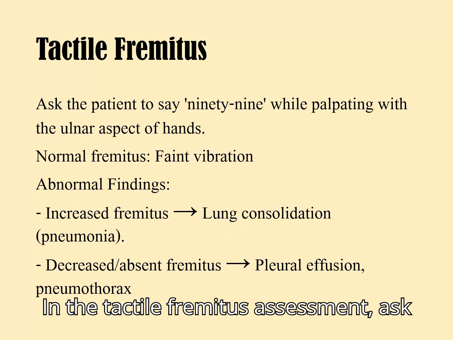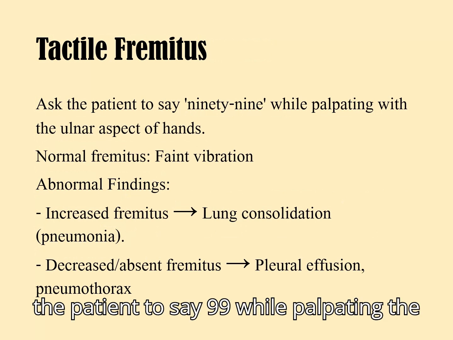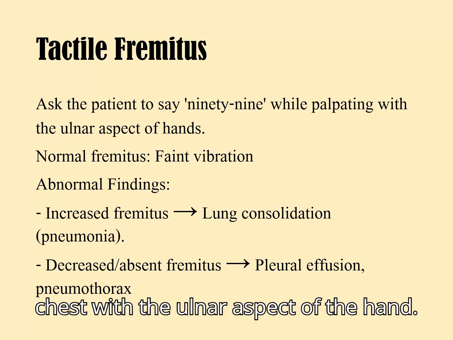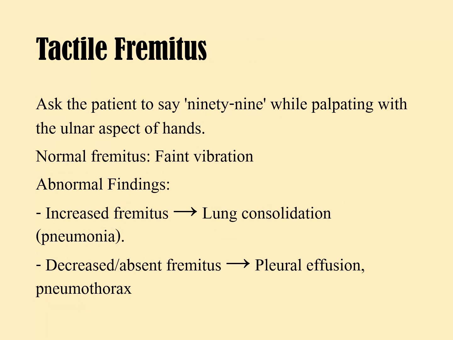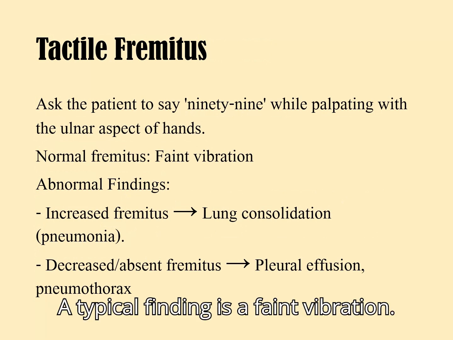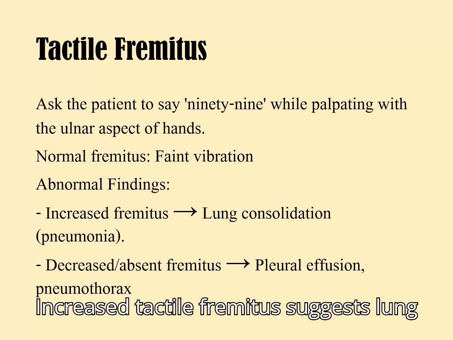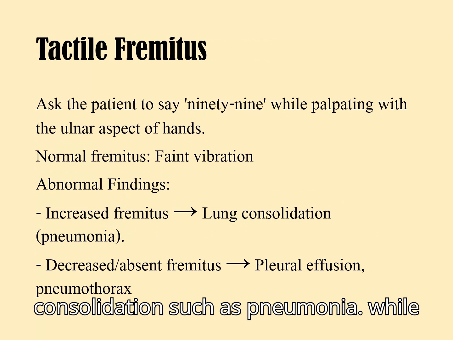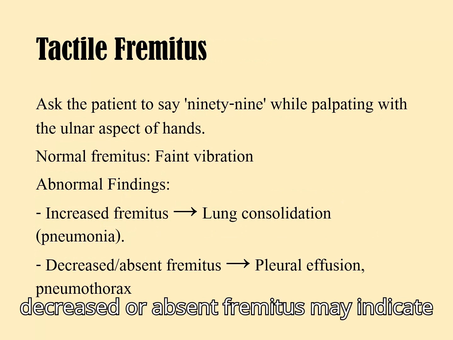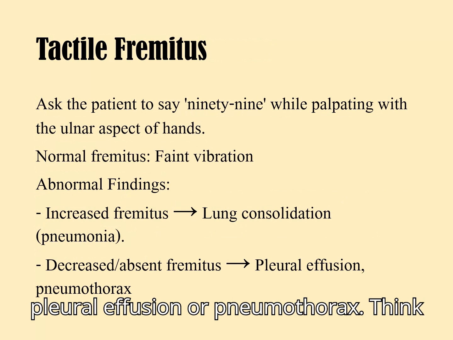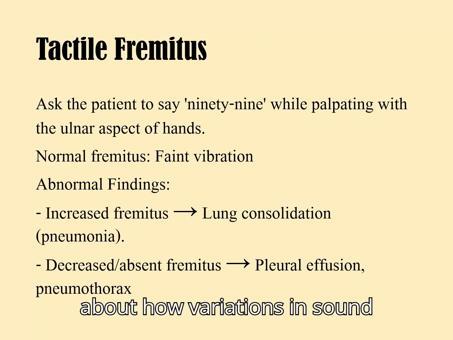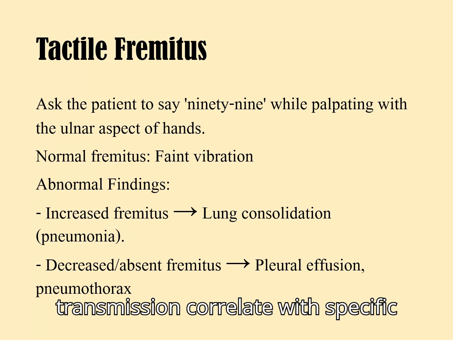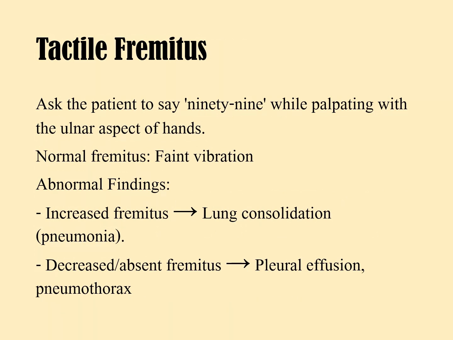In the tactile fremitus assessment, ask the patient to say 99 while palpating the chest with the ulnar aspect of the hand. A typical finding is a faint vibration. Increased tactile fremitus suggests lung consolidation, such as pneumonia, while decreased or absent fremitus may indicate pleural effusion or pneumothorax. Think about how variations in sound transmission correlate with specific pulmonary conditions.